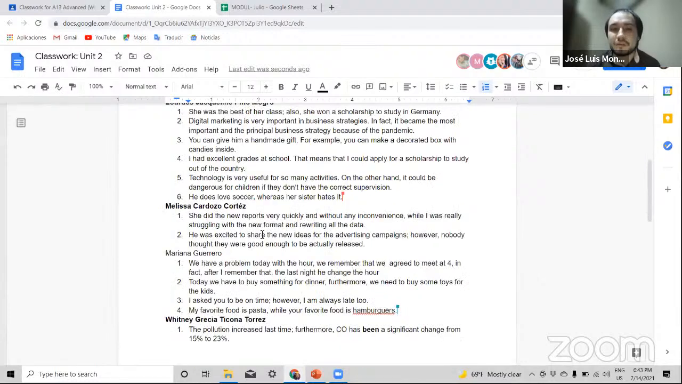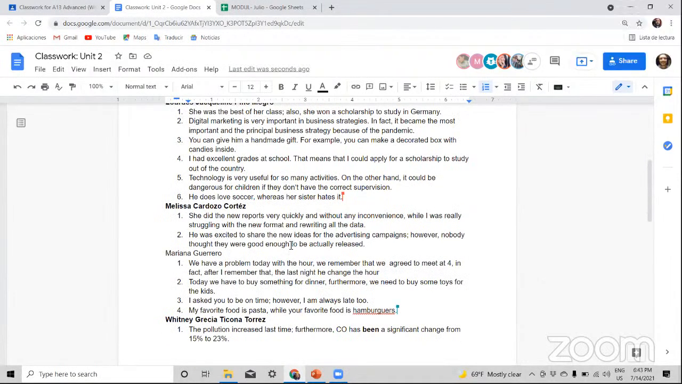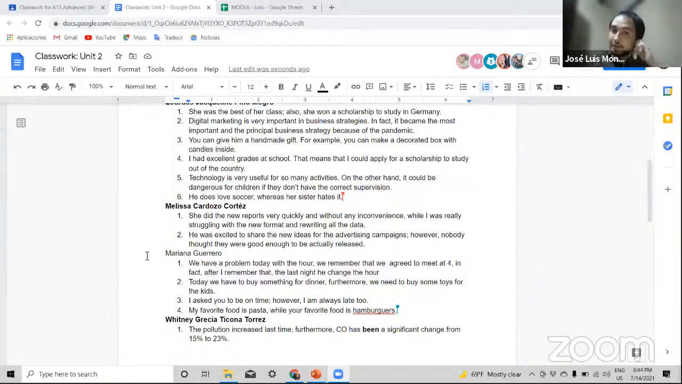Let's read those two examples, please. The first one is she did the new reports very quickly and without any inconvenience, while I was really struggling with the new format and rewriting all the data. And the second one is he was excited to share the new ideas for the advertising campaigns. However, nobody thought they were good enough to be actually released. Great, great, very good.